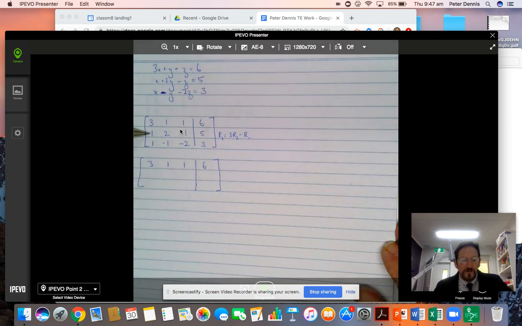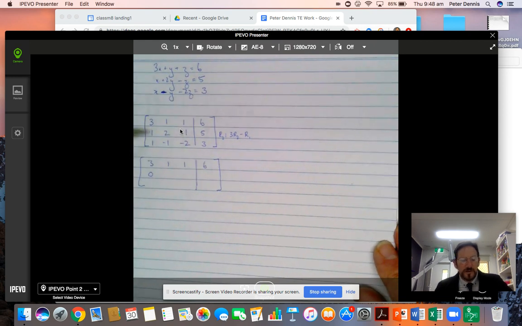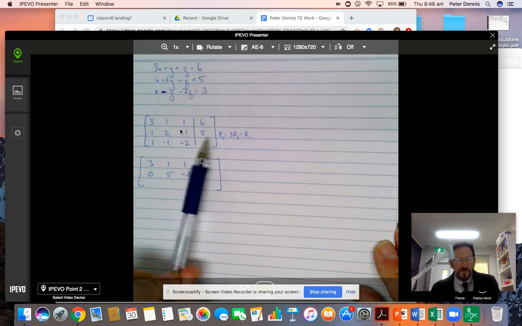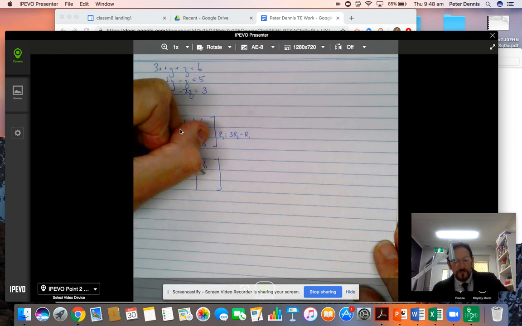So 3 lots of 1 is 3, minus 3 is 0. That's the whole point of it, to get rid of this, and we're going to try to get rid of that 0. So 3 lots of this is 6, minus 1 is 5. 3 lots of this is minus 3, minus another 1 is minus 4. And remember again, it's 3 lots of R2, so 3 lots of 5 is 15, minus R1, so 15 minus 6 is 9.